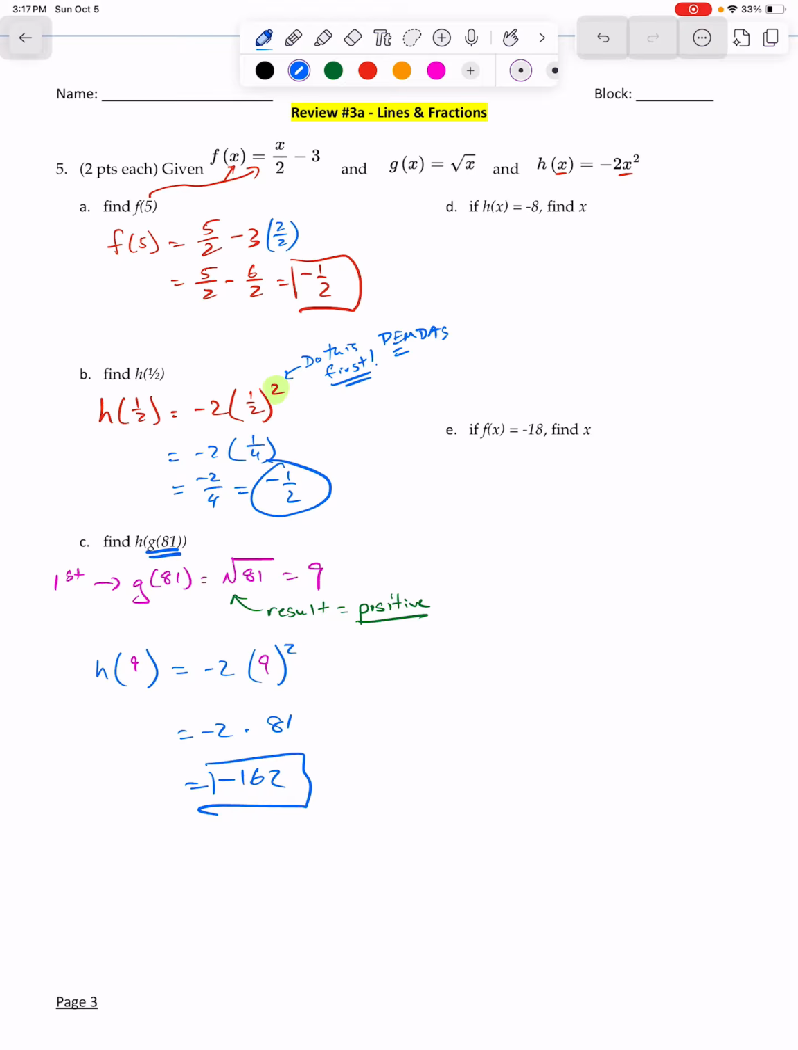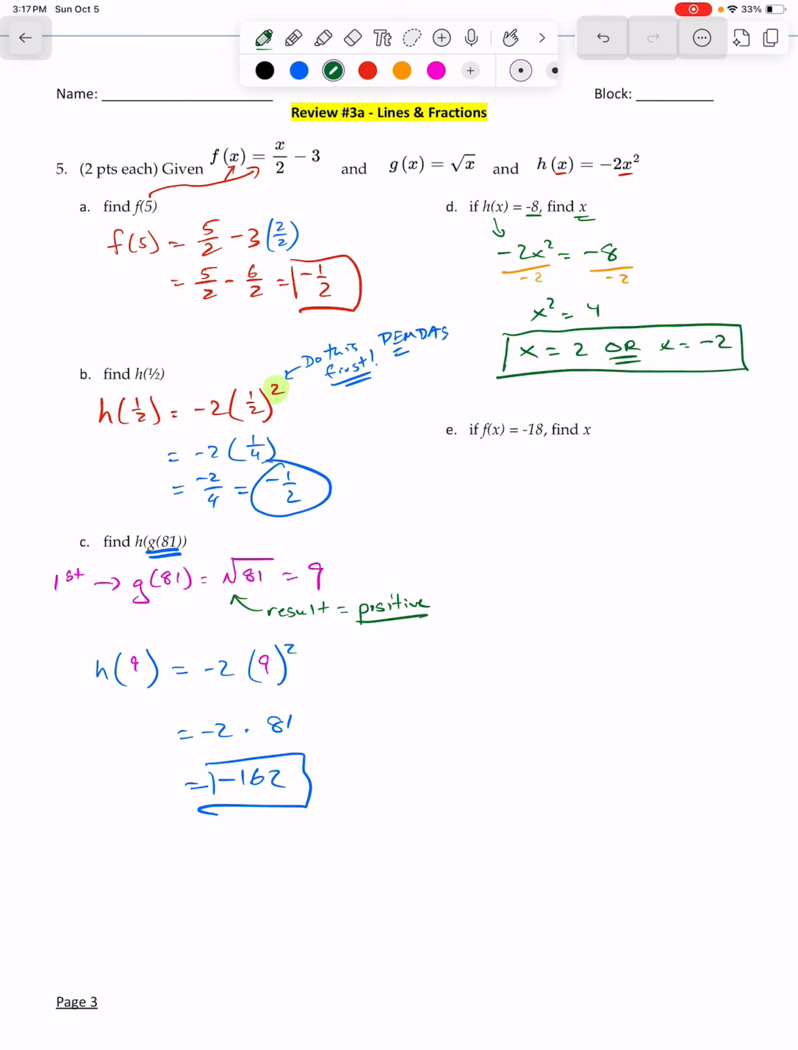All right, if h of x equals -8, then -2x squared equals -8, and we have to find x. So divide both sides by -2, and I get x squared equals 4. So this means that x equals 2, or, right, x could be -2, and that would still work, right? Because I could square -2 and get 4. So I need both of those for an answer.